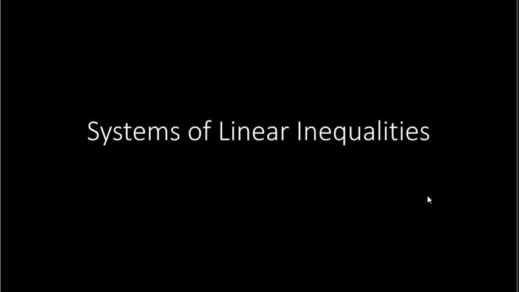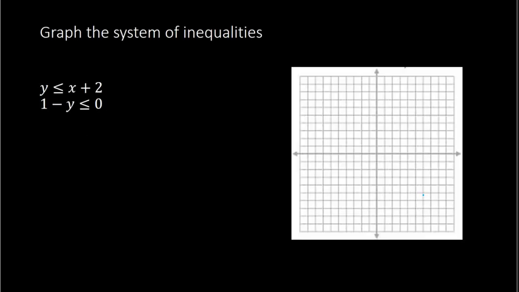In this video, you will learn how to graph systems of linear inequalities. When you see the word system, that means we have more than one of something. So a system of linear inequalities means we have more than one inequality. For example, here we see y is less than or equal to x plus 2. That is my first inequality. My second inequality is 1 minus y is less than or equal to 0. So we have two inequalities, and we are to graph this system on this coordinate plane.